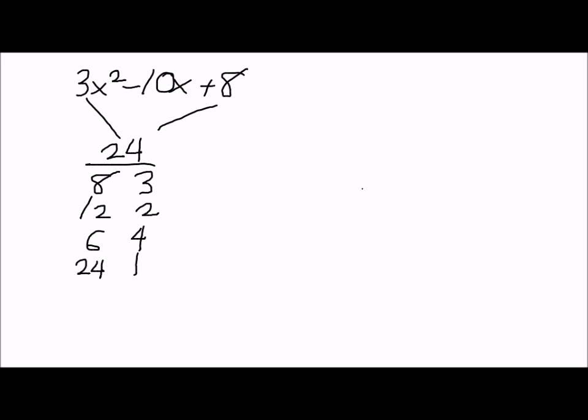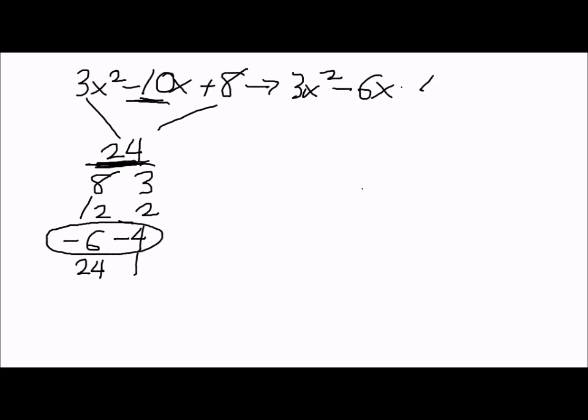And keep in mind, since this is a positive 24 right here, either both factors can be positive or both can be negative. So to get negative 10, we want to do negative 6 and negative 4. Those add together to make negative 10 and multiply together to equal 24. Okay, so replace the middle term. 3x squared minus 6x minus 4x plus 8. Factor by grouping.